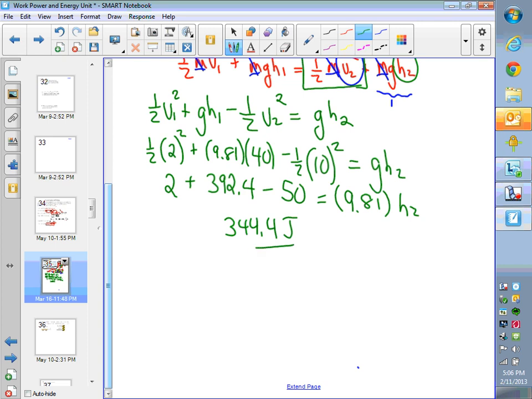We'll have to divide by that 9.81. Not joules, this was meters squared per second squared, and we're going to divide by 9.81 meters per second squared. That will give us our height 2. And when you divide all that out, you will be left with meters. There's meters squared on top, meters on the bottom. So that will give us a height, it turns out, of 35 meters.